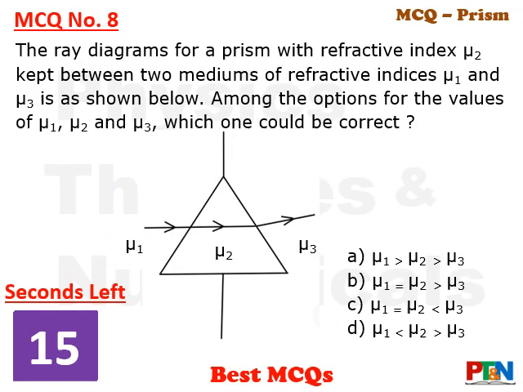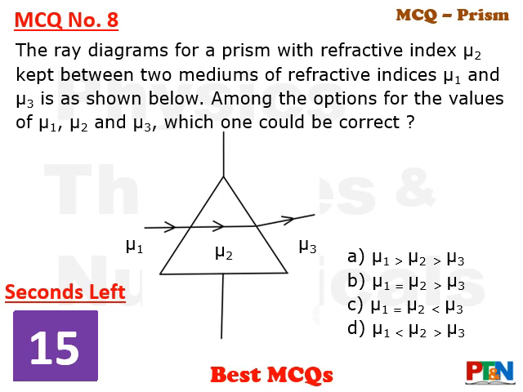Next MCQ. The ray diagrams for a prism with refractive index mu2. The refractive index of the prism is mu2, that is kept between two mediums of refractive indexes mu1 and mu3 as shown below, and the ray also has been shown. Now among the options for the values of mu1, mu2 and mu3, which one would be correct? You look at the diagram, find out the relationship between mu1, mu2, mu3. Who is greater, who is smaller, who is equal?